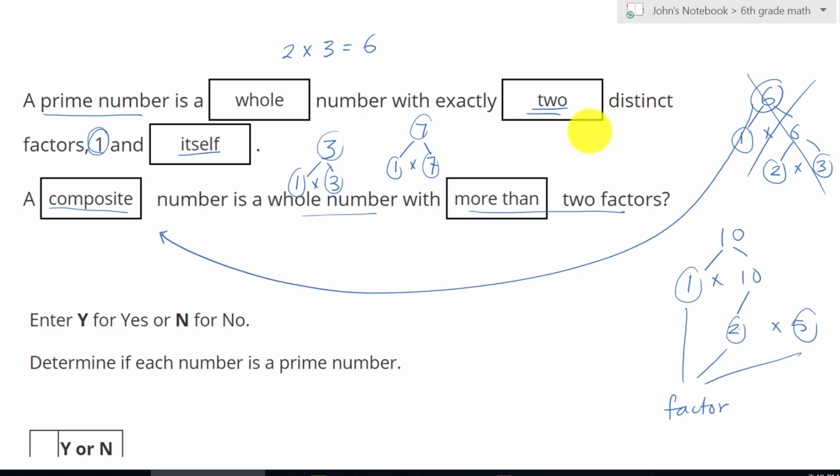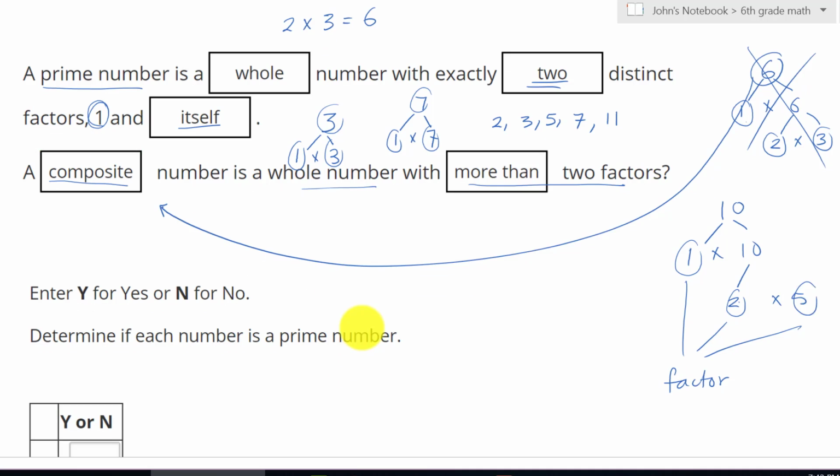To apply the concept of prime number, you need to memorize some of the most common prime numbers, and this will be applied in later concepts. So 2, 3, 5, 7, and then we have 11. These right here are the most common prime numbers that you need to remember, okay? So keep that in mind.